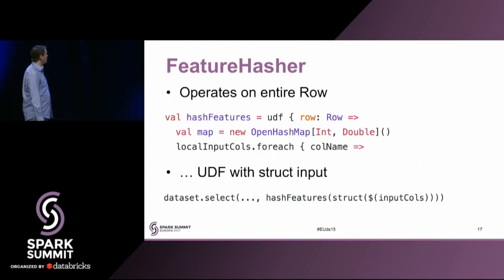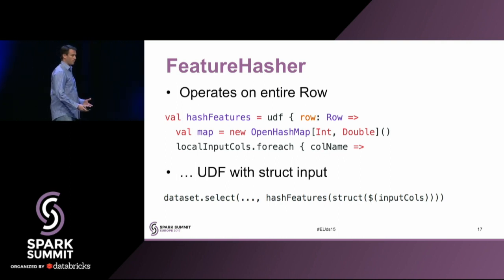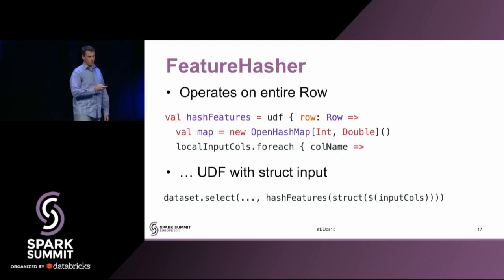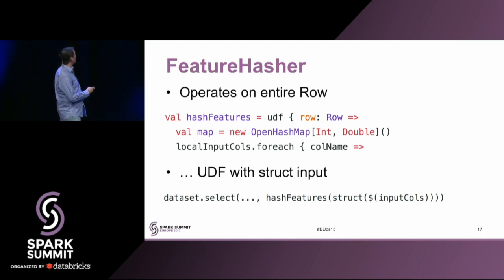So the underlying technique is very similar to HashingTF, and it's pretty simple. We can see that it operates on one entire row at a time using a UDF over a row object, and then it just builds a temporary mapping. This is not going to be stored because for the hashing we don't need that, but effectively we're building a mapping from the feature index to the feature value, and we operate on all the input columns. We can just pass in the input columns as a struct into our UDF, and that will appear as a row when the UDF is executed.